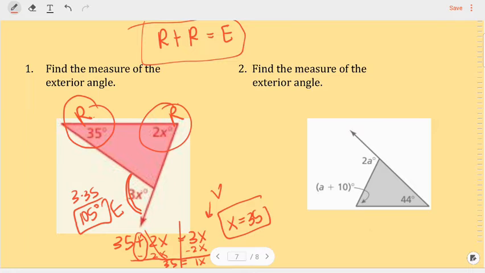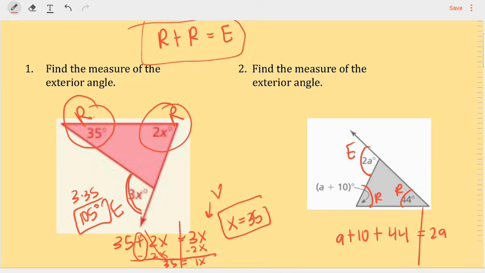So let's check a different example. If I had this problem, first find your exterior. We're going to label it. There's my exterior. These are the two angles that are farthest away, so our remote and our remote. It is really important that you label those, otherwise I might get things mixed up. So remote plus remote: a plus 10 plus my other remote, which is 44, equals 2a. I'm going to draw my line down my equal sign and combine like terms. I can't combine the 2 with everything else, but I can combine these things on the same side. So I have a plus 54 is equal to 2a.